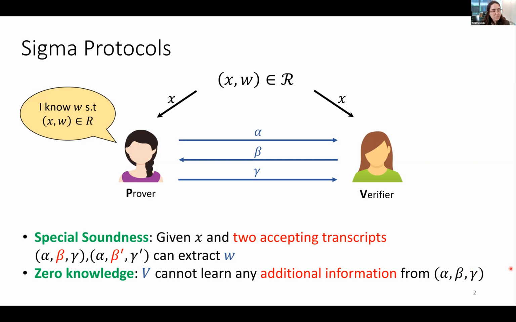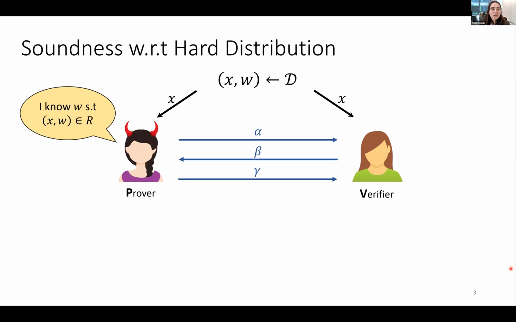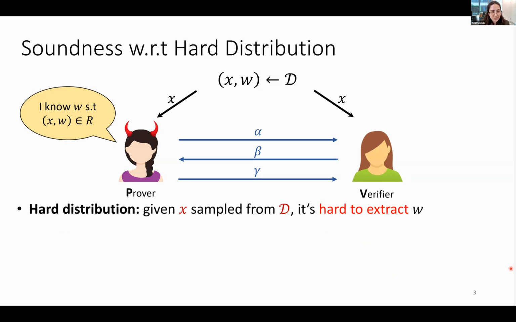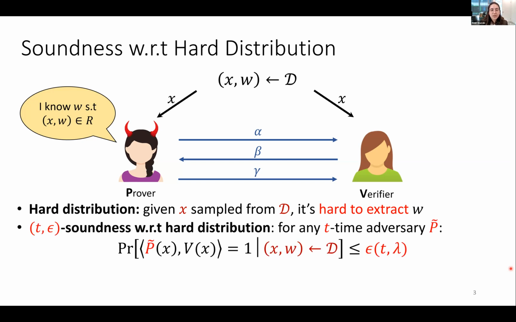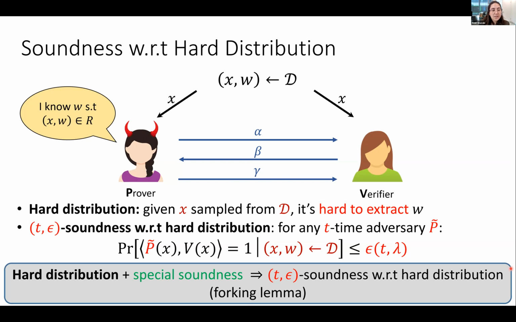For the security of the protocol, we consider a hard distribution D, which means that given an instance sampled from D, it's hard to extract a witness. And we say that the protocol is T epsilon sound with respect to the hard distribution if for any T-time adversary, the probability that the verifier is going to accept, given that the instance witness pair was sampled from the hard distribution, is bounded by epsilon. Using the forking lemma, for example, the assumption that the distribution is hard and the special soundness property of sigma protocols lead to T epsilon soundness with respect to the hard distribution.